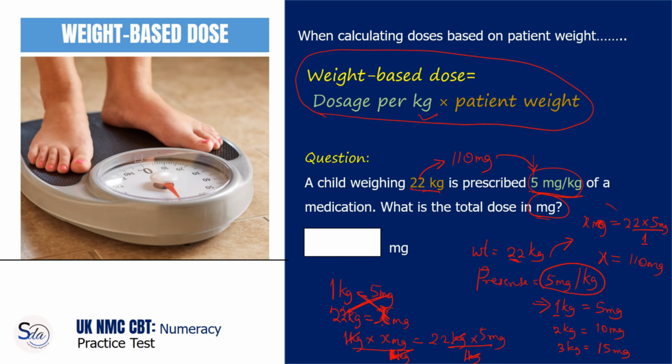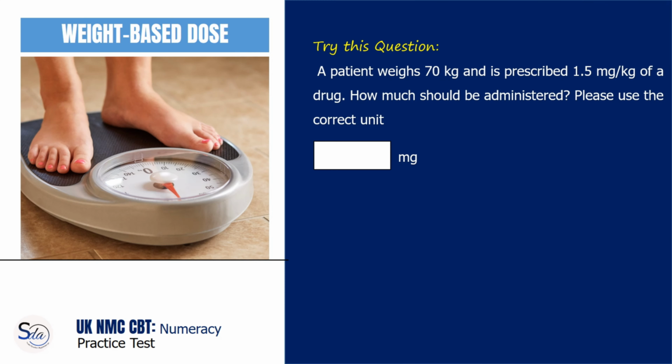So if you look at this section carefully, it says dosage per kilogram times patient weight. To make it very simple for you, you multiply the 22 here by 5 milligram, and then you get your answer if you want it as quickly as possible. So here the answer is 110. It's as simple as that. Yes, I want you to try your hands on it. Leave the answer in the comment section, and let me see what answer you get.